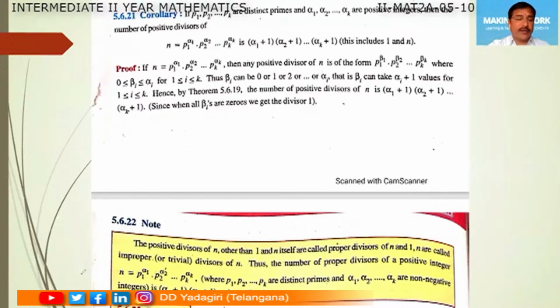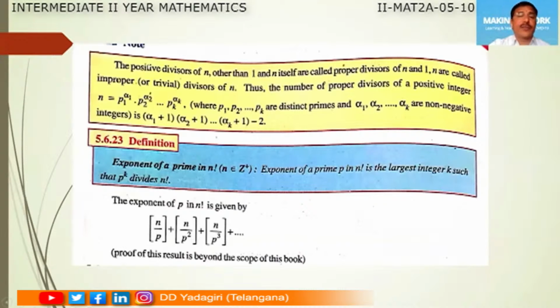And the next slide is the positive divisors of n other than 1 and itself. So already we have gone through this. And the next formula is to find the exponent of a prime in n factorial. The definition of exponent of prime in n factorial.